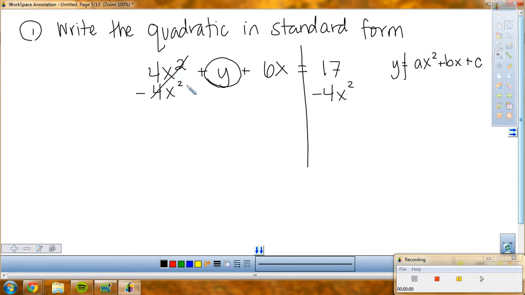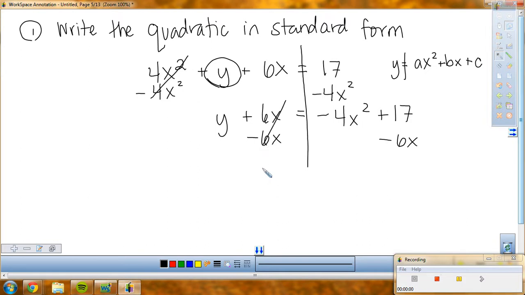That gets rid of it on the left, so I have y plus 6x equals, and I'm going to put the x squared in front because I know standard form has to have the x squared go first. So I have a negative 4x squared, and then 17 is going to be a plus 17. And again, my y is on the right side, but I need to get rid of my 6x, so I can subtract 6x and subtract 6x.